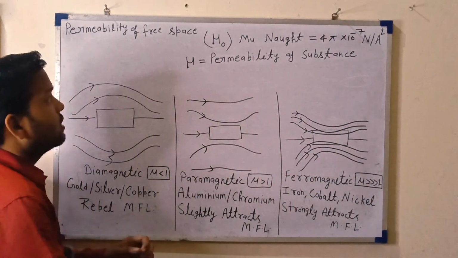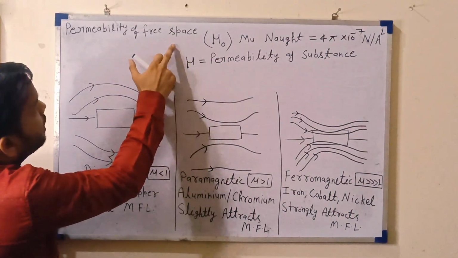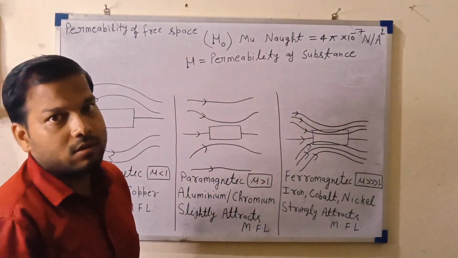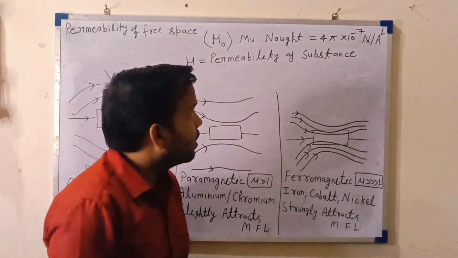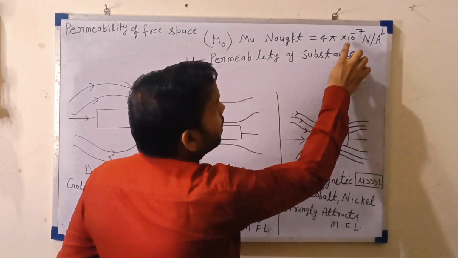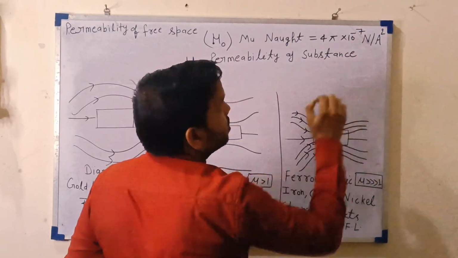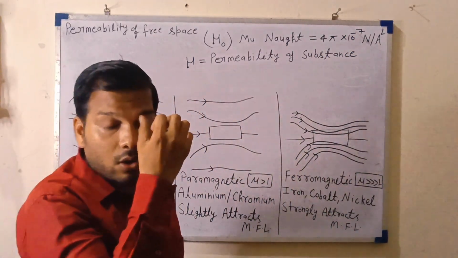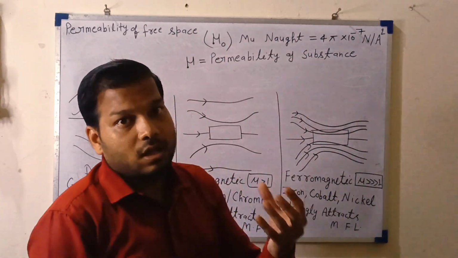Okay, so let's start. Mu naught is the permeability of free space or air. The value of permeability of free space or air is 4 pi into 10 to the power minus 7 Newton per ampere square. By now you must learn this value, but today I will teach you the meaning of this value.